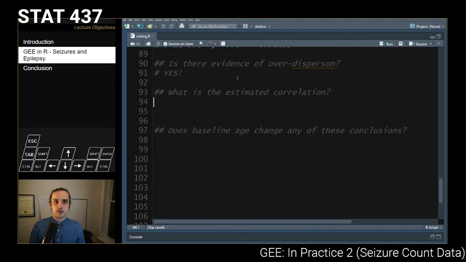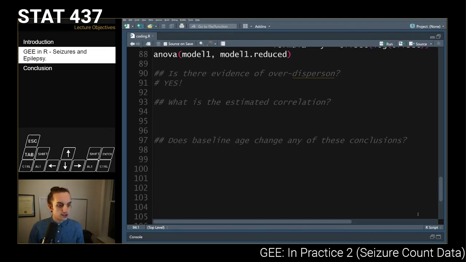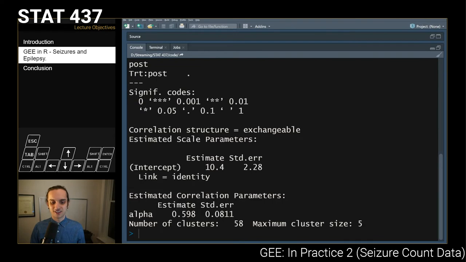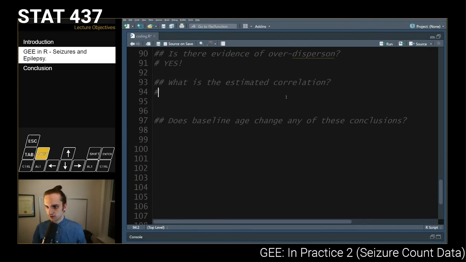So the second last question that we're answering here is, what is the estimated correlation? And again, we just go back to the estimated correlation parameters. We'd find that the estimated correlation is 0.598. Now remember, we're using the exchangeable assumption, and so we just get one estimated correlation parameter. So it's about 0.6. And we get a standard error estimate on here if we wanted to contain that in a confidence interval. For instance, we could do that. But that's just output from the model. Now, the last question, I'll just fill in the answer here. That's going to be 0.598 with a standard error equal to 0.0811, I think.